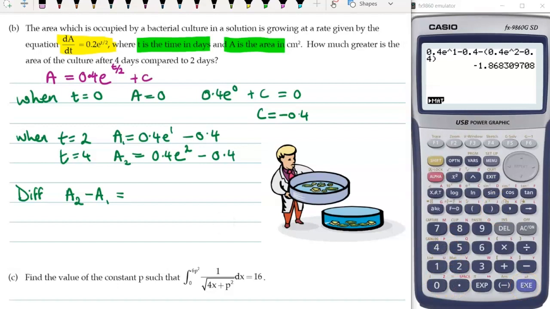It's a difference of 1.868, and I just realized I put it in the calculator backwards because I did the day 2 one first, but if that happens to you, just recognize that you put the subtraction in the wrong way around. We'll just change that to a positive, and that's being measured in centimeters squared.